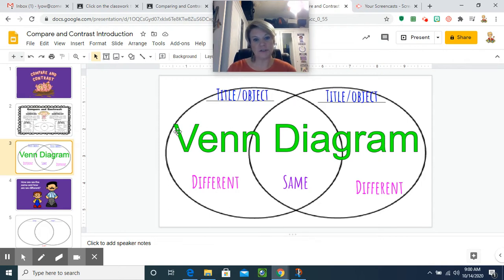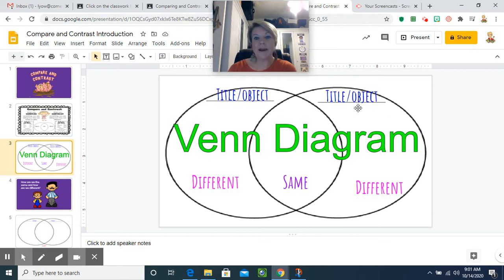Our first circle is where we would put our first title. So if we were comparing and contrasting two stories, this is where we would write the title of our first story. Or if we were comparing and contrasting two objects, we would write what the first object is in our first circle. In our second circle, this is where we would write the title of our second story or our second object that we are comparing and contrasting.